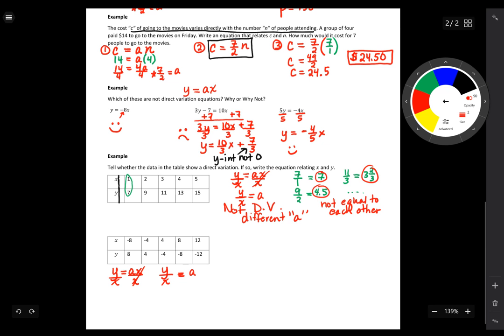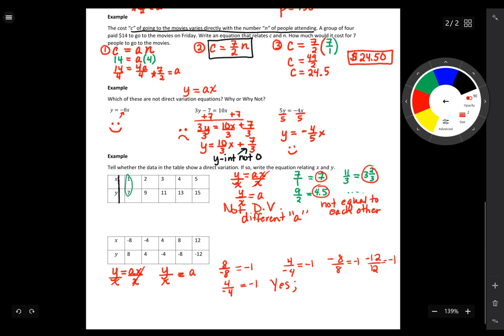And now let's write each of our ratios. So the first one, put a y on top, 8 over negative 8, 4 over negative 4, 4 over negative 4. Then we have negative 8 over positive 8. And then we have negative 12 over 12. If you reduce all of these fractions, that's negative 1, negative 1, negative 1, negative 1, and negative 1. This is a direct variation equation.